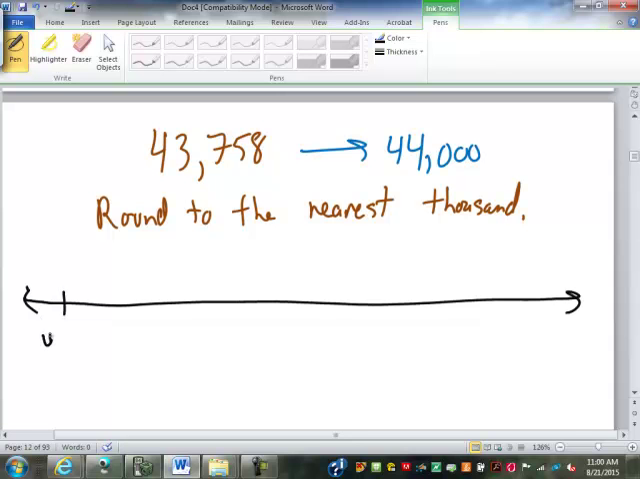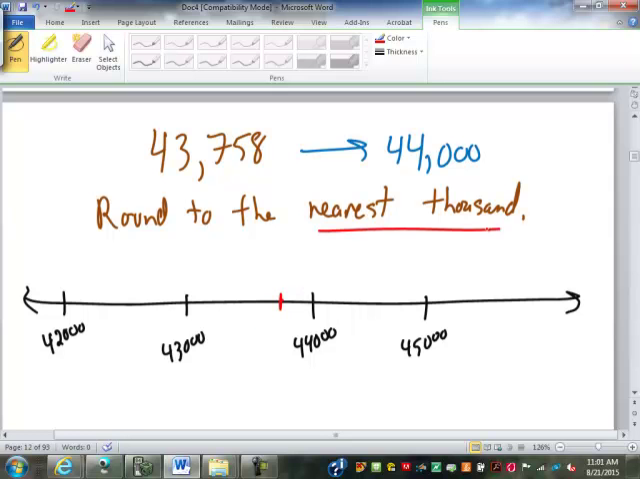Like 42,000, 43,000, pretend these are equally spaced, 44,000, 45,000, and so on. And once we focus on those, we look at the number 43,758, which is right there. And we ask, which one is it physically nearest to? Well, it's nearest to the 44,000. So that's why 44,000 is what it rounds to.